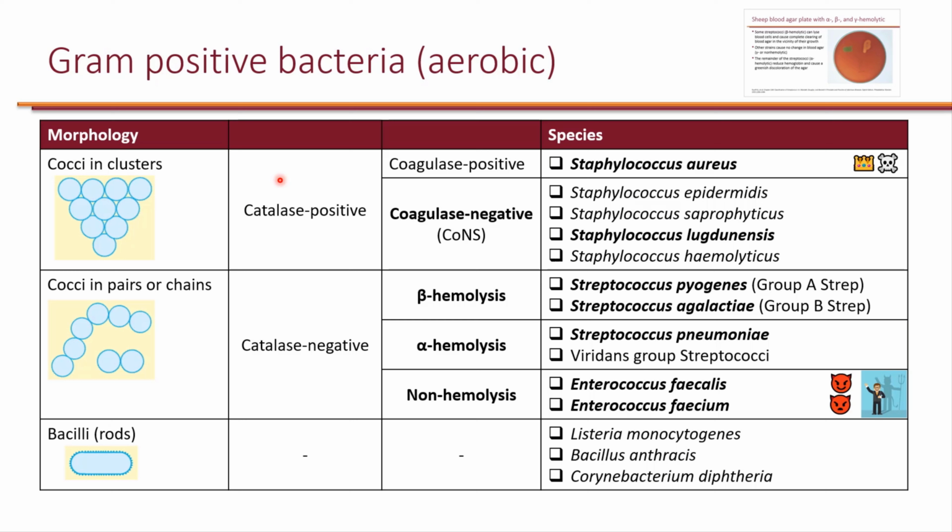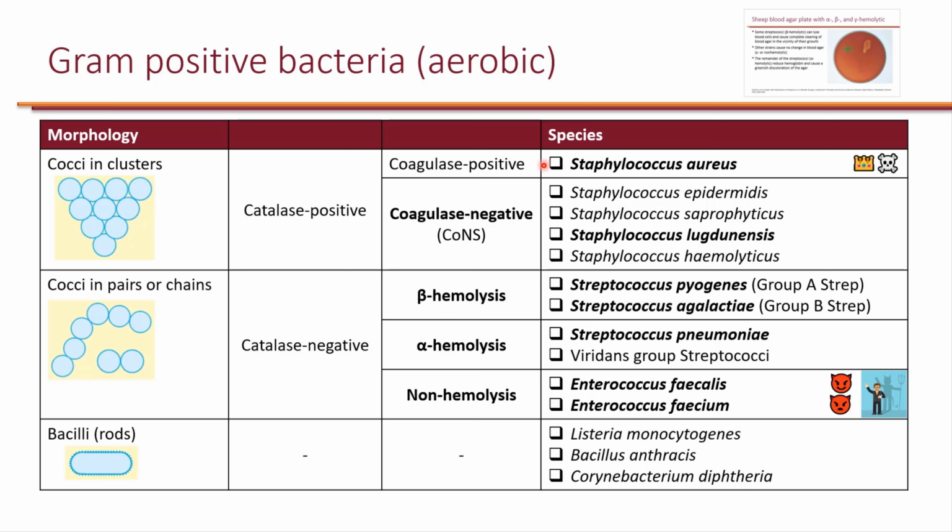And then for gram-positives that look like cocci in clusters, typically there's a test they do, and these tests are catalase positive. And then on top of that, in the micro lab, they can do a coagulase test. And if you have coagulase positive, then you have a very important, clinically important organism, Staphylococcus aureus.